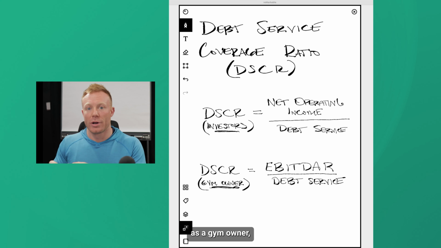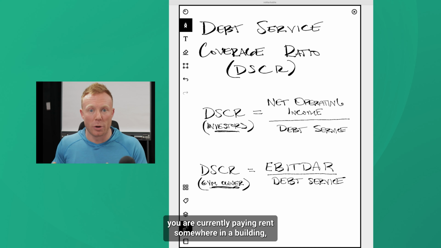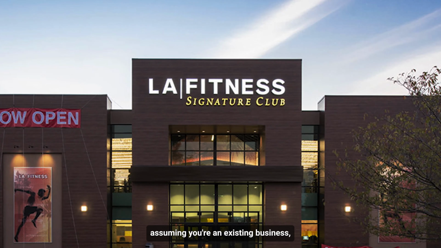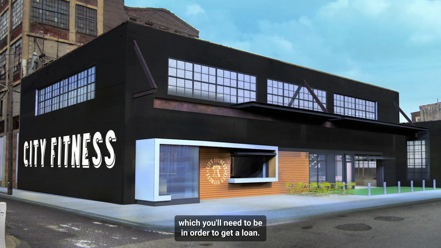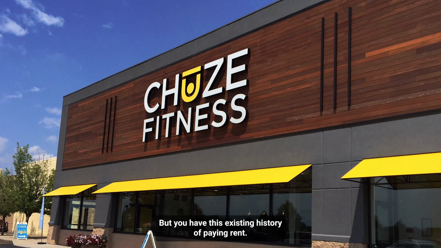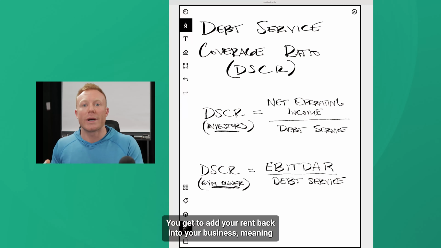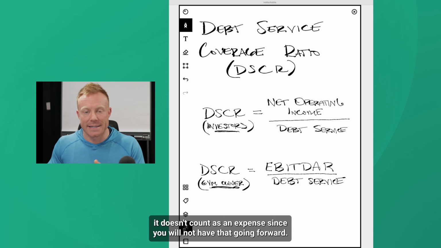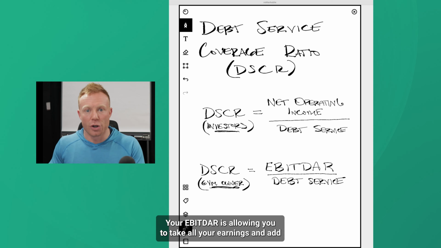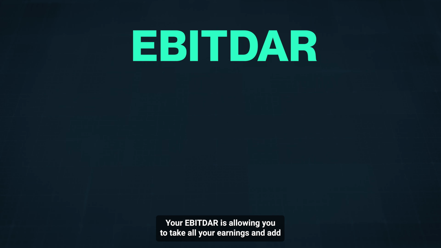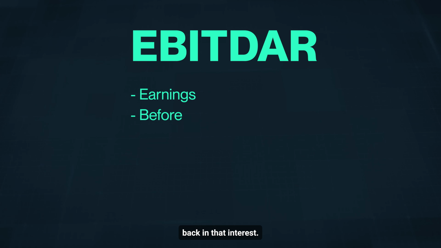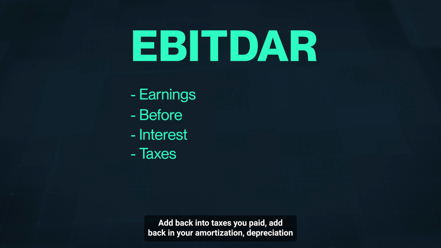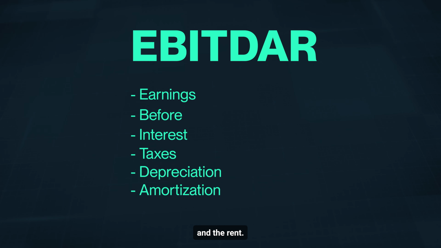As a gym owner, you are currently paying rent somewhere in a building, assuming you're an existing business, which you'll need to be in order to get a loan. But you have this existing history of paying rent. You get to add your rent back into your business, meaning it doesn't count as an expense since you will not have that going forward. Your EBITDAR is allowing you to take all your earnings and add back in that interest, add back in the taxes you paid, add back in your amortization, depreciation, and the rent.